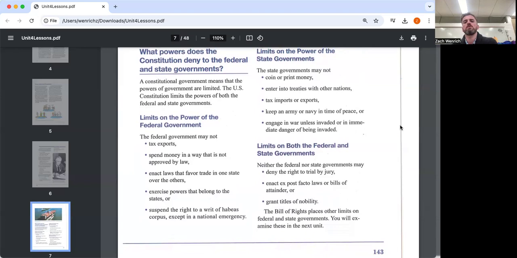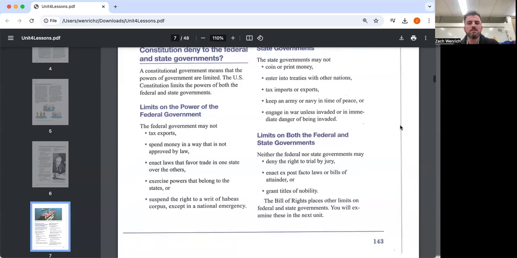Limits on both the federal and state governments. So these are things that both governments can't do. They can't deny the right to trial by jury, enact ex post facto laws or bills of attainder, or grant titles of nobility. The Bill of Rights places other limits on federal and state governments, and you will examine these in the next unit.